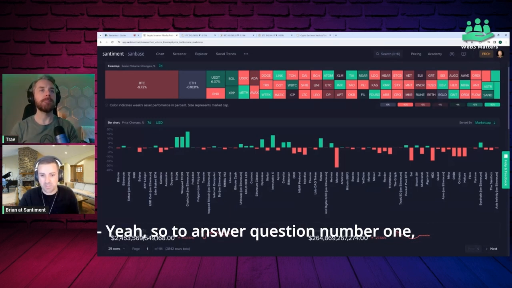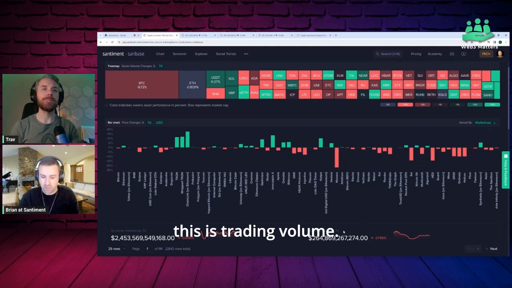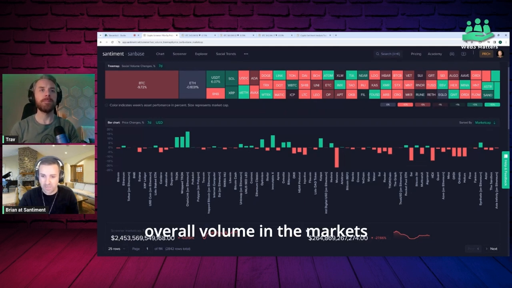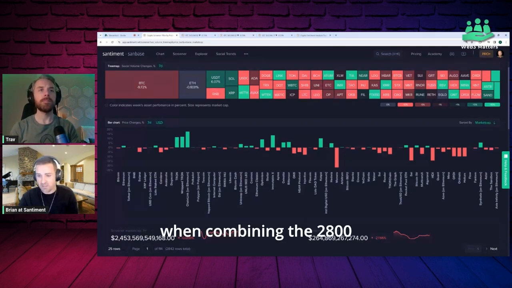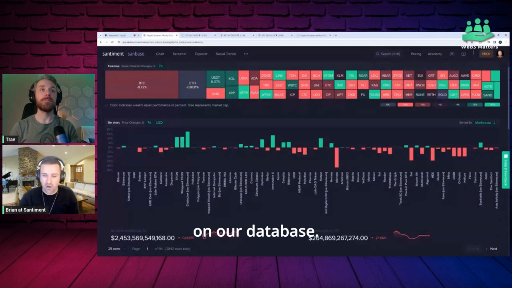Yeah, so to answer question number one, this is trading volume. So this is just overall volume in the markets when combining the 2,800 plus assets that we have in our database.